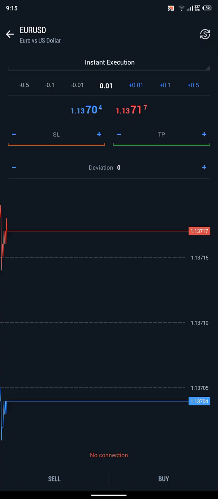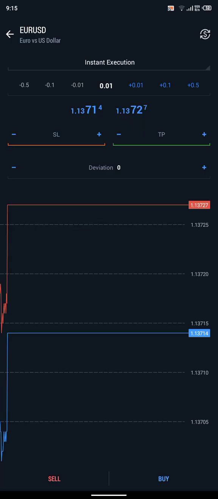I'm going to make a video about lot size, and we'll go in depth on that. But like I said, I'm just giving a brief explanation on using your MetaTrader 5.